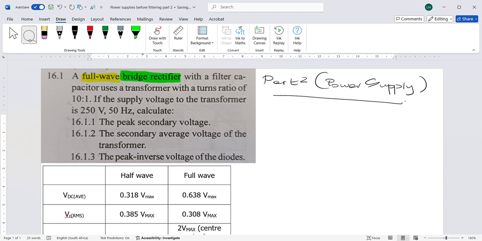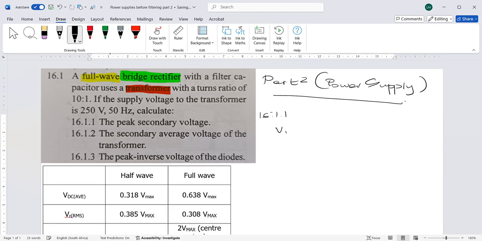There are things that you need to look out for in this case. One of the things you need to look out for is the transformer, but we'll come back to the transformer issue. Let's start first with 16.1.1. They say calculate the peak secondary voltage.